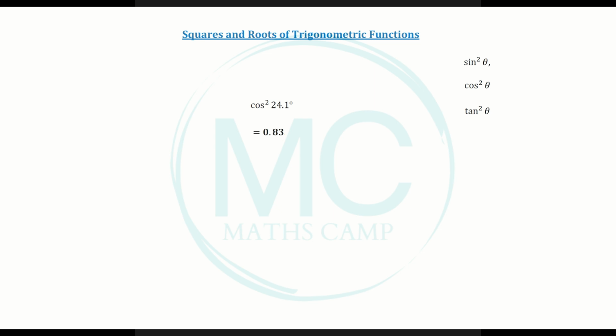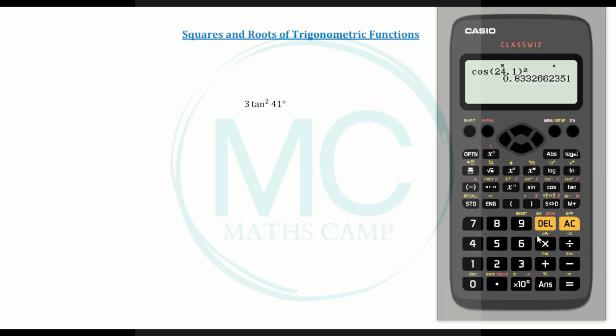When you have a constant before the ratio, such as 3 tan squared 41, we first find tan 41 degrees, we square it, and then we multiply by 3. So here, let's say tan 41 degrees, close the bracket, squared is equal to 0,755. Now we need to multiply this value by 3.